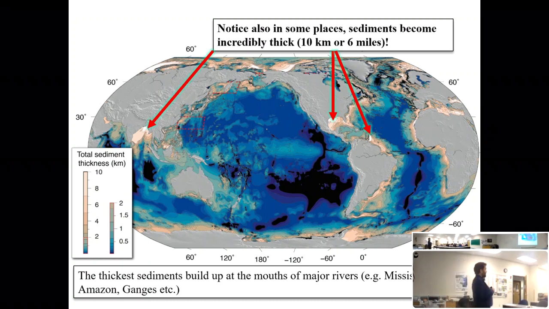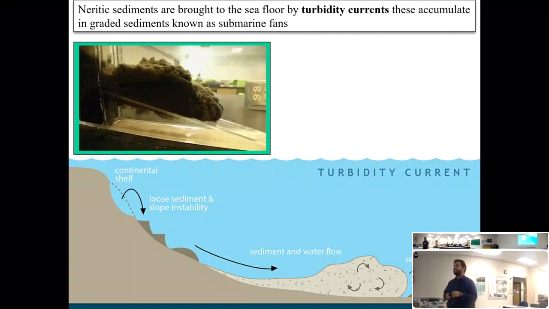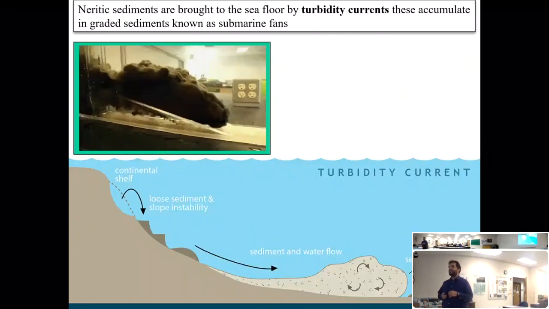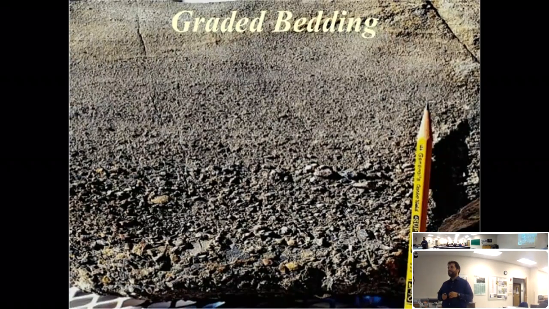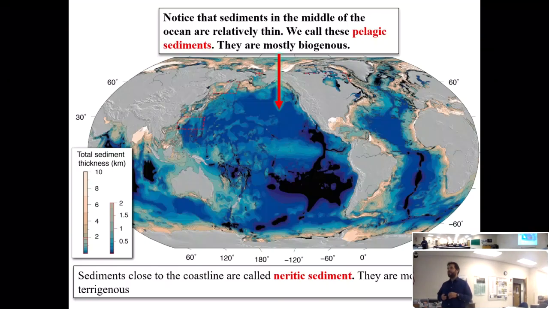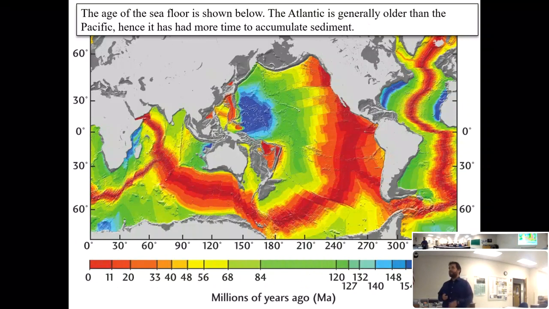Okay, so remember this, this is going to become very important. The acid eats away the calcium carbonate, right? Eats away the calcium carbonate. Okay, there's the turbidity currents, those are neritic environments. Graded bedding, okay, we talked about this.